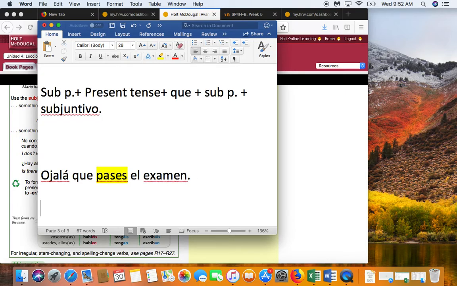Let's use doubt. Okay. No creo, which is creer, but you gotta conjugate creer in present tense for whoever is doing the action.